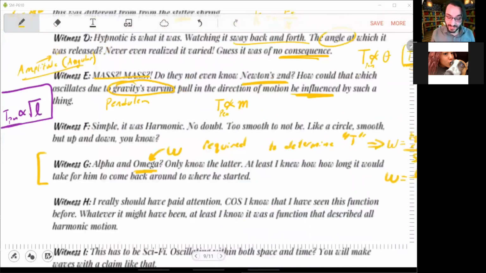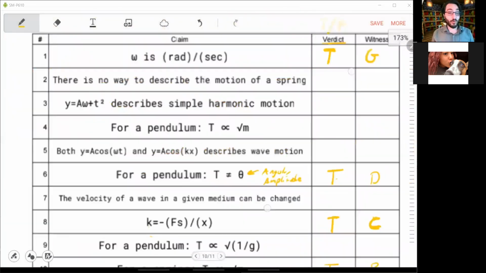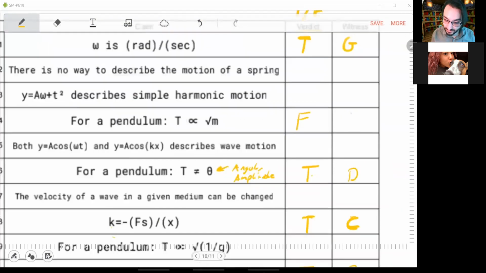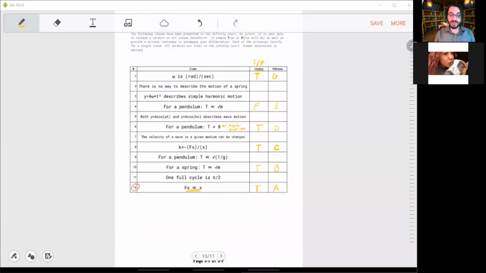So let's take a look here. Pendulum. Aha. T is proportional to square root of m for a pendulum? No way, Jose, that is false. Which witness told us the correct statement? Which witness told us that mass has no effect? Oh, that was witness E. Yes, witness E told us that it was false, right? So the witness will always tell you truths. These guys here, they're always factual. What might be false is these statements here, right?